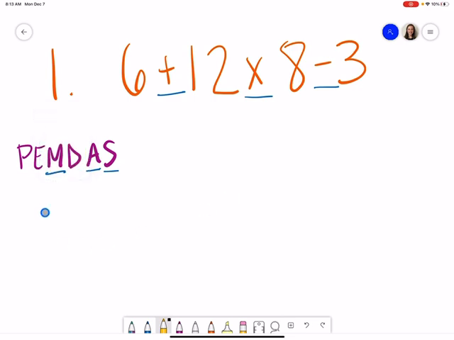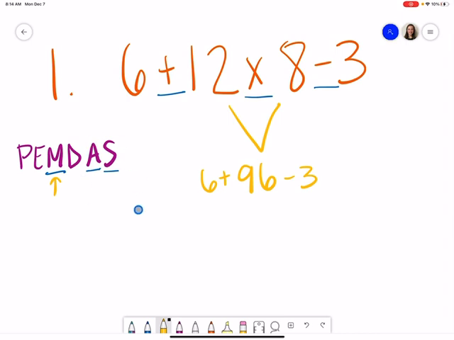So first we have, ding, ding, ding, multiplication. 12 times 8 is what? I'm going to go ahead and do it to the side. 2 times 8 is 16. 1 times 8 is 8, plus our 1 from up here is 9. So we know it's 96. If you didn't already know that, it's 96. Then I'm going to bring down my other operations. So I had plus 6 over here, minus 3 over here.